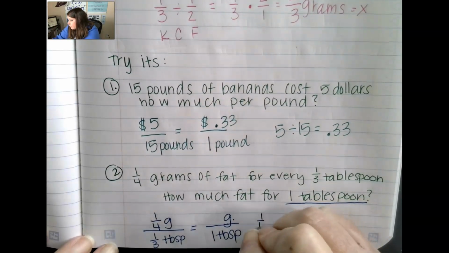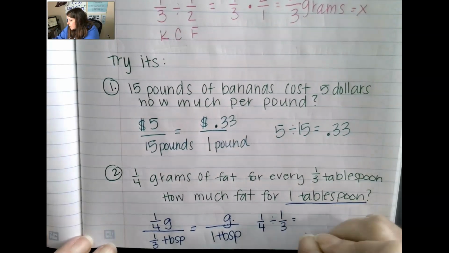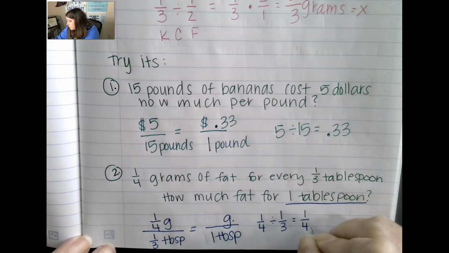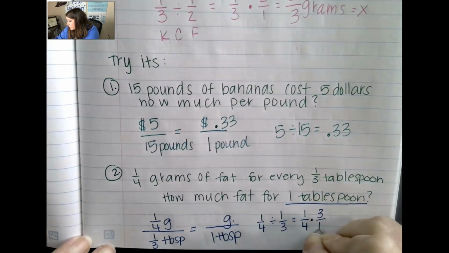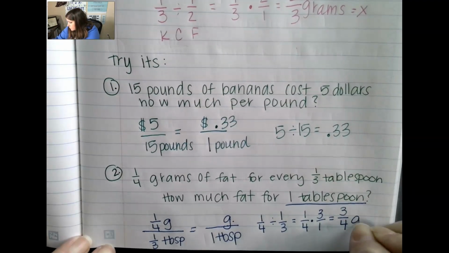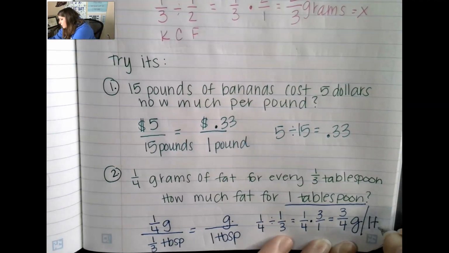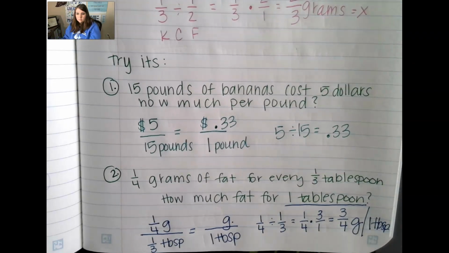Now I'm ready to divide. I'm going to use 1/4 divided by 1/3, and then I'm going to use keep, change, flip. So 1/4 times 3/1, which equals 3/4 grams. So there's 3/4 grams for every 1 tablespoon. Three-fourths grams for every 1 tablespoon.